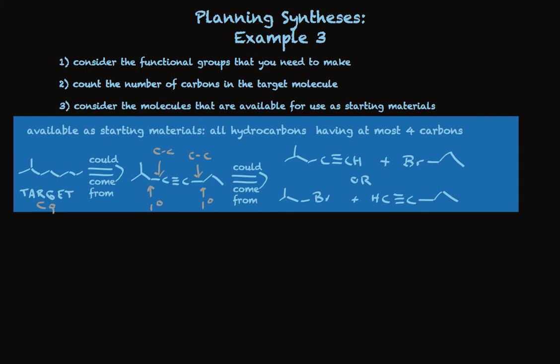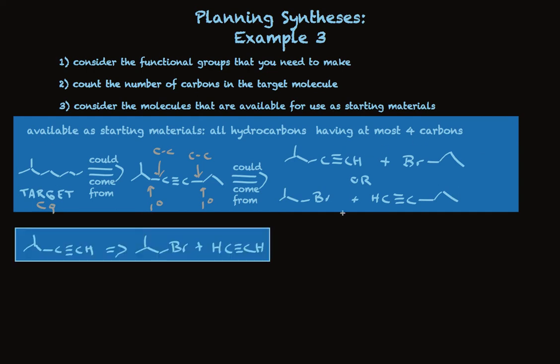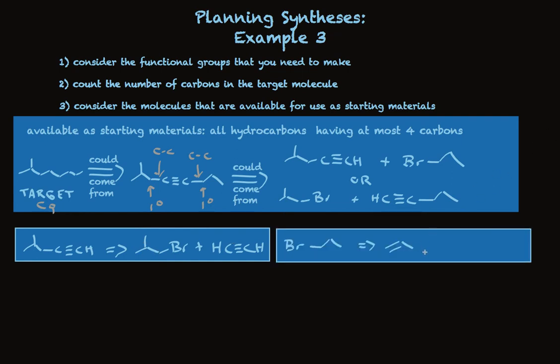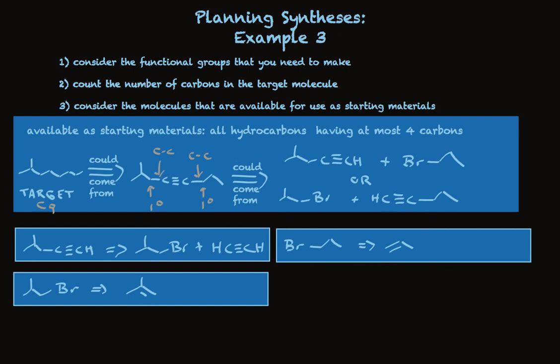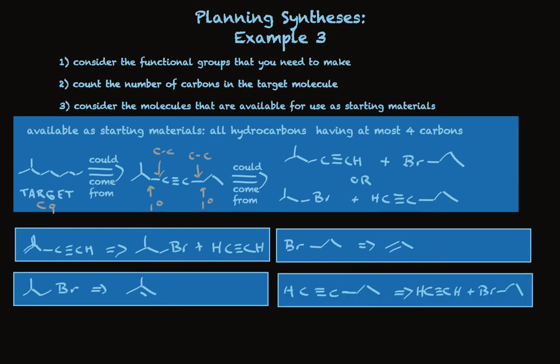If we follow that top route, what we need to do is make that acetylene from an alkyl bromide plus acetylene itself. And of course we would need to make this alkyl bromide, which would come from propylene. We know that we can add HBr to an alkene in an anti-Markovnikov sense to make primary halides. If we followed the lower path, we would need to make the isobutyl bromide from isobutylene. We know that can be done. And we would need to make this alkyne from acetylene plus N-propyl bromide. We know that can be done.